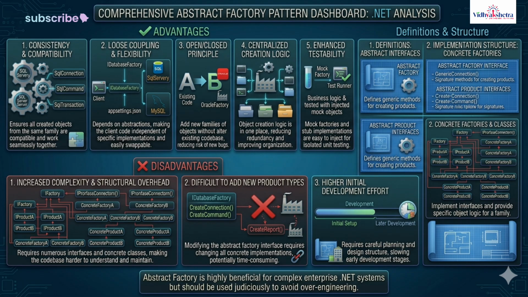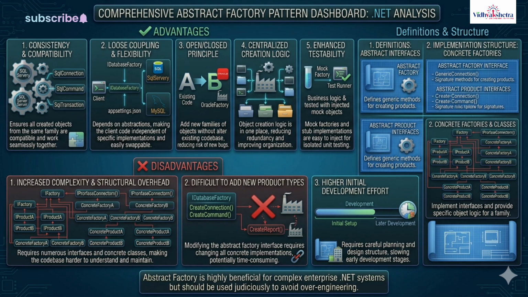Another limitation is that adding new product types can be difficult. While the pattern makes it easy to add new families of objects, introducing a new type of product, for example, adding a new method like createReport, requires changes to the abstract factory interface and all its concrete implementations. This can be time-consuming and may violate the open/closed principle in certain scenarios.